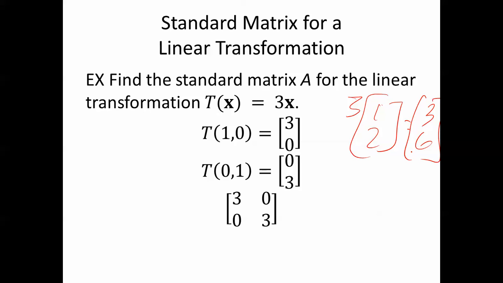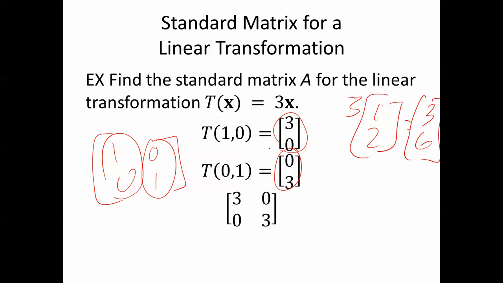So the standard matrix for that linear transformation, all we have to do is look at what T does to the columns of the identity matrix. And in this case, since we're talking about 2 by 2, the inputs and the output are 2 by 2. We'd have 1, 0, 0, 1. So what does T do to 1, 0? Well, it would multiply it by 3, so you'd get 3, 0. What does T do to 0, 1? Multiplies it by 3, gives you 0, 3.